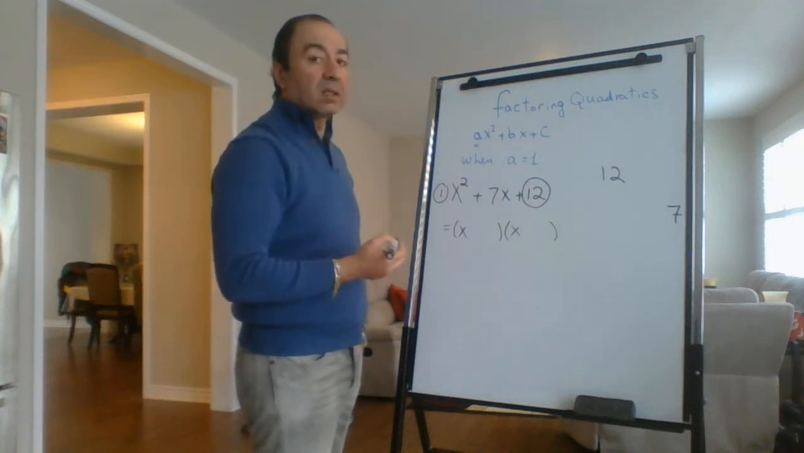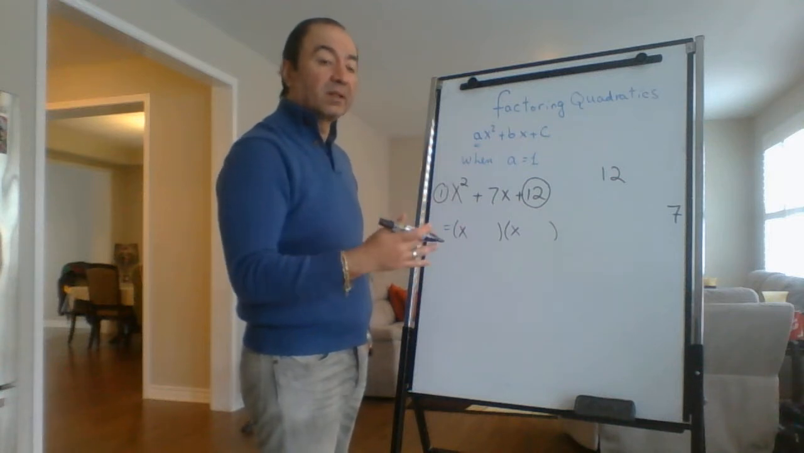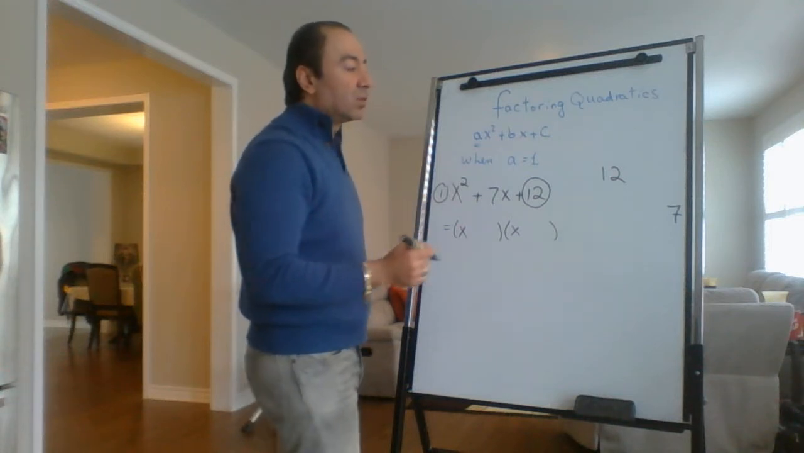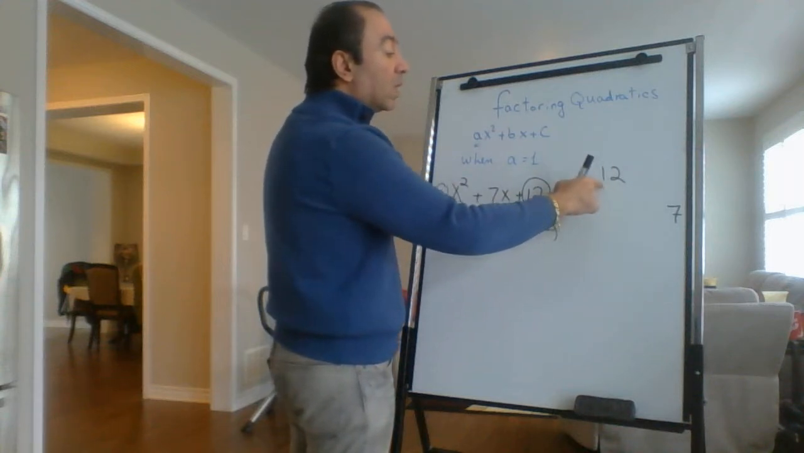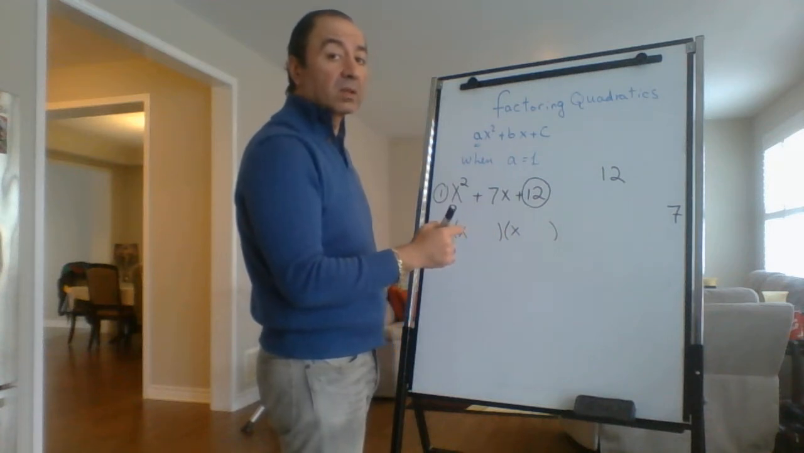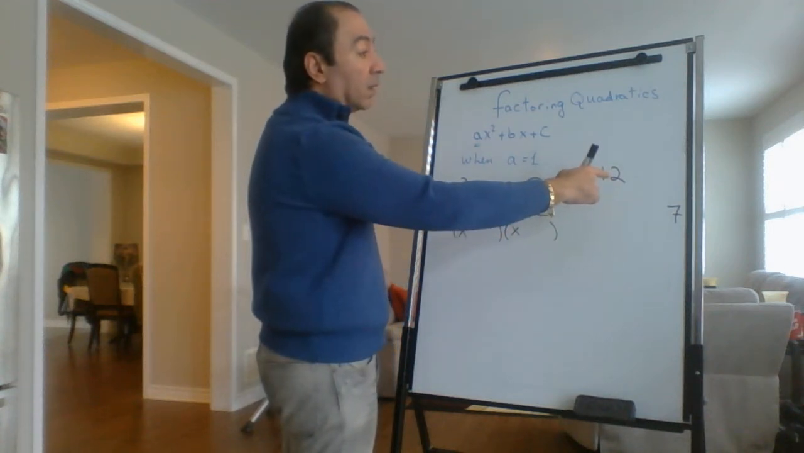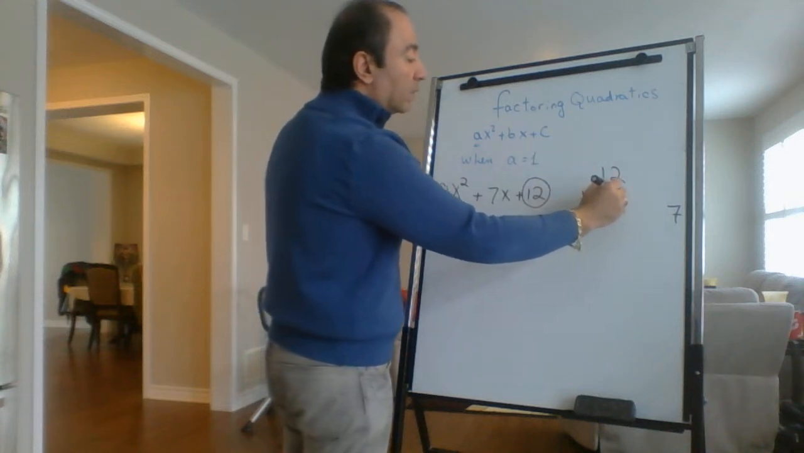Maybe at the beginning you are not used to this, so you are not going to find them right away. My advice to you is find all the factors if you cannot find it right away. So the factors of 12 are the numbers that can divide 12 without remainder. So let's say 1 and 12 are factors.